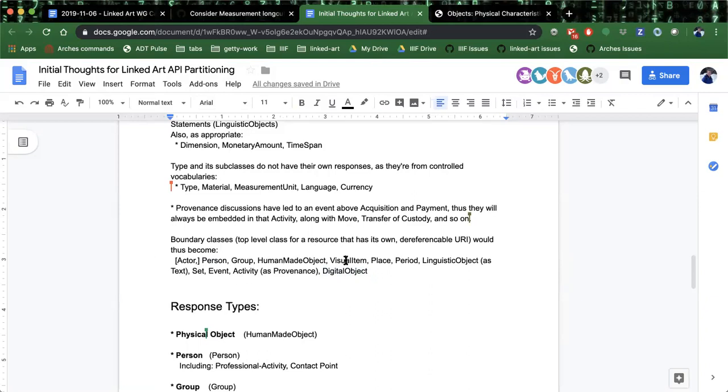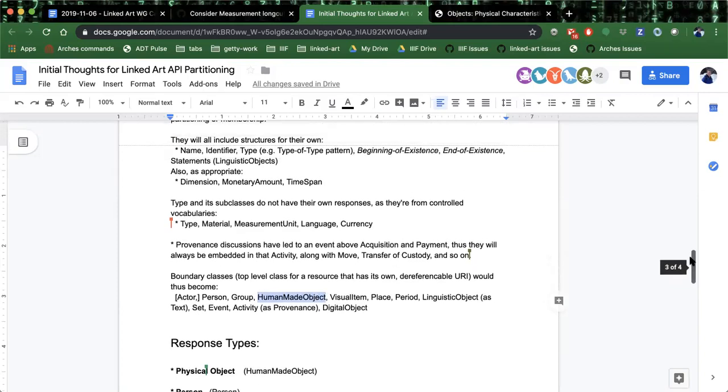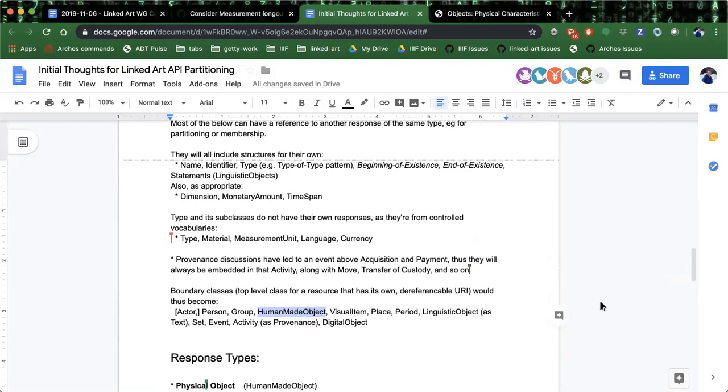So where does production go? So production, because it's the beginning of existence of an object, would be embedded within the human-made object response. So how is the relationship between the person and the human-made object made in the person response?